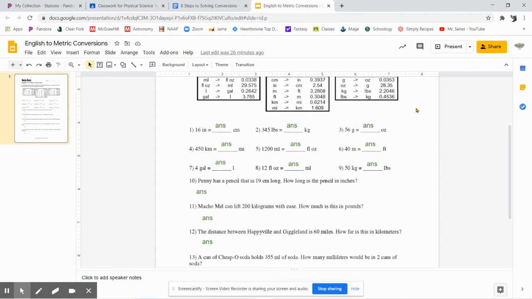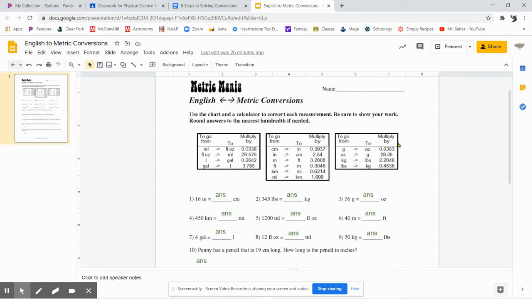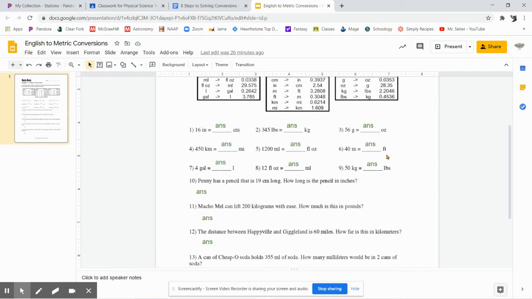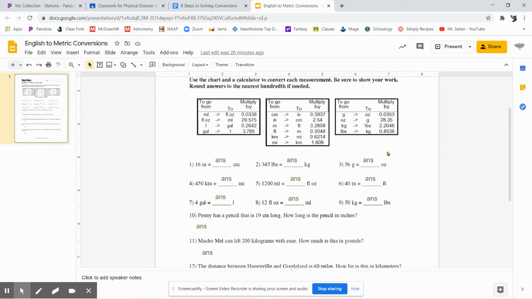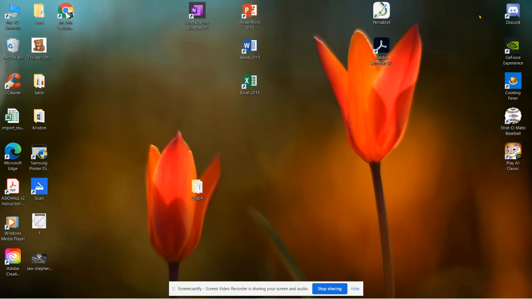All right, so here's our conversions English to metric. Conversions are right on top. Use the chart and a calculator. I'm not going to solve these problems for you. I did solve a few of them on the English to English conversions, but we're changing it up a little bit, and a little more work is going to be required. So, again, here's your conversions right here. So, number one, again, read the problem.